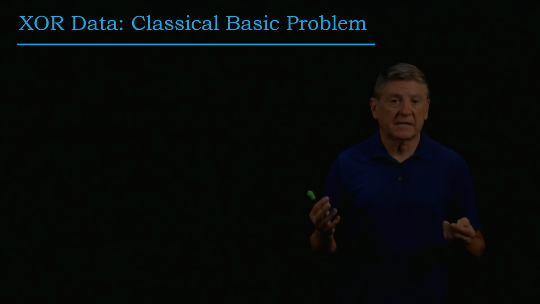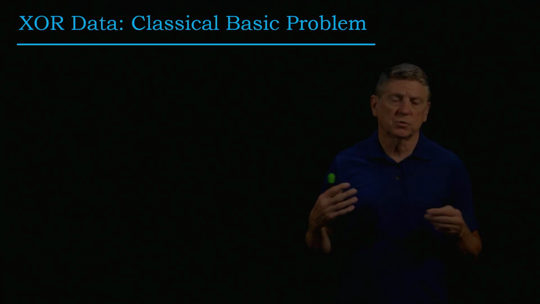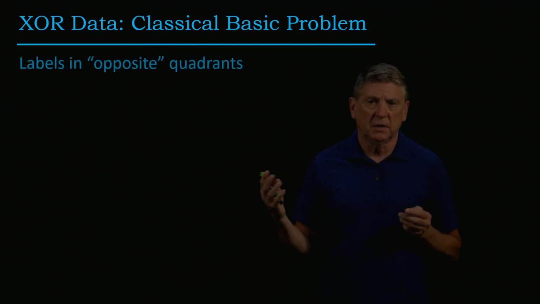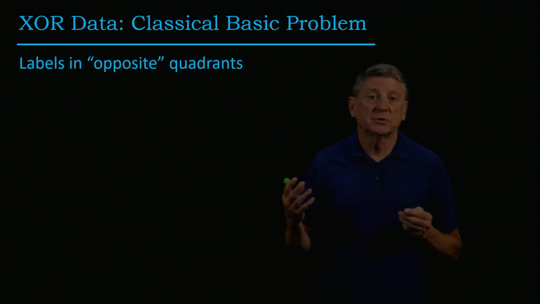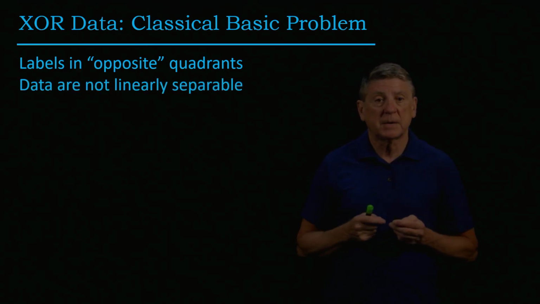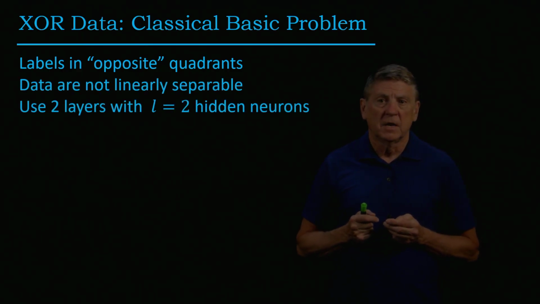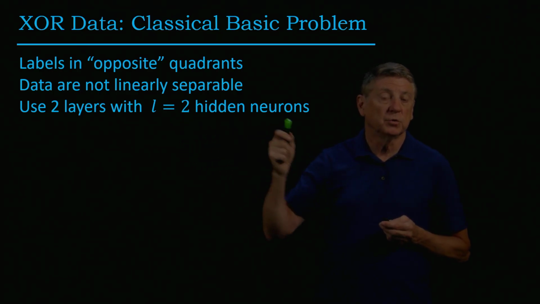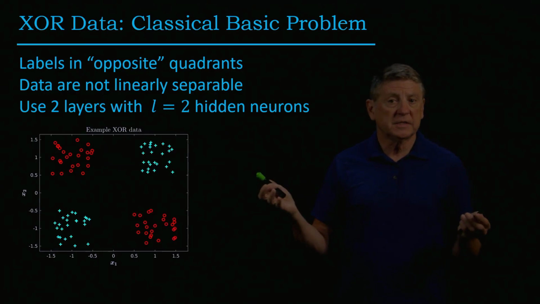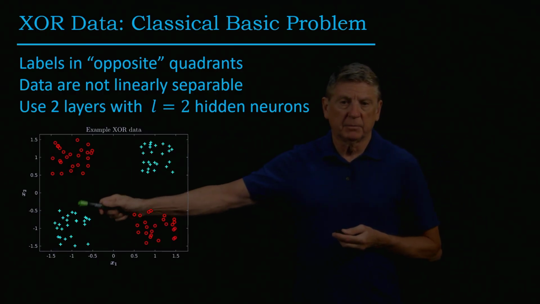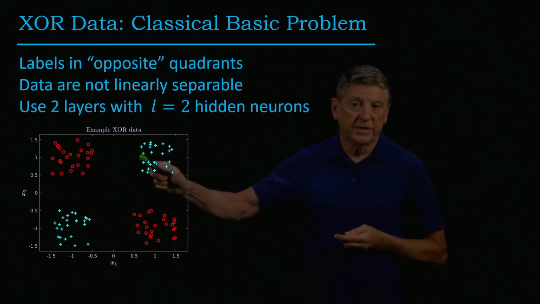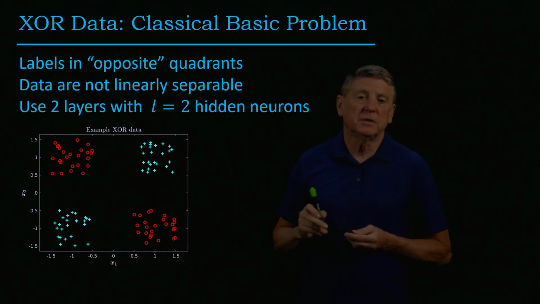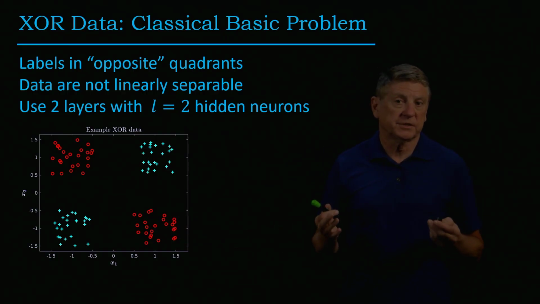Let's take a look at some classic data. So in neural networks, this goes all the way back to Rosenblatt with the perceptron, where it was observed that there's a simple kind of data that is not linearly separable and that a single neuron can't handle. So let's suppose that we use two layers, and we'll use two hidden neurons in that hidden layer. So here's an example of the data. Here we have the labels +1, which are in these quadrants, and here we have the label 0 in the other quadrants. Visually, you can see that a single neuron isn't going to be able to separate these with a single hyperplane.